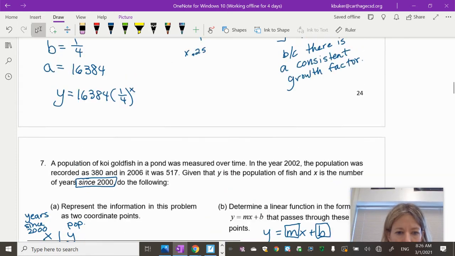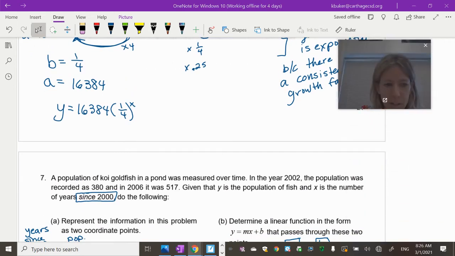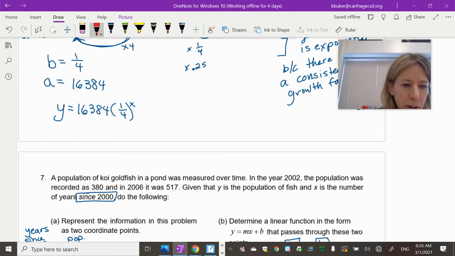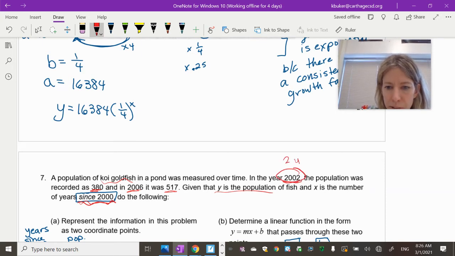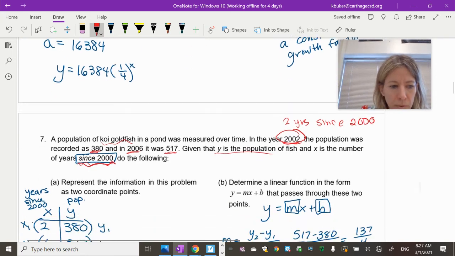All right, so before I give you too much information, it talks about a goldfish population, and they're giving us 2 coordinates basically. In 2002, we had 380 goldfish. In 2006, the population grew to 517. Okay, it tells us that y is the population and x is the number of years since 2000. All right, so basically they're giving us 2 coordinates. This has been 2 years since 2000. All right, so our x value would be 2.